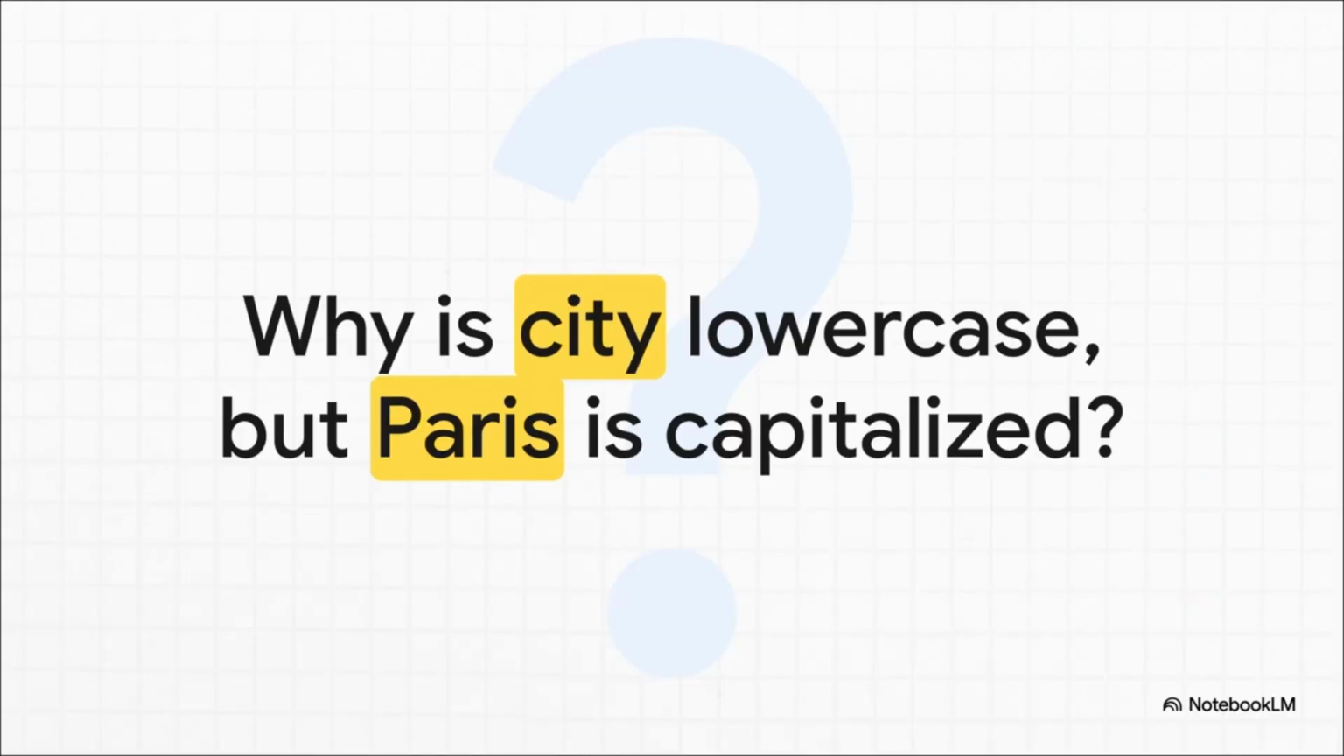Okay, so here's the puzzle. Why is the word city lowercase, but Paris gets a big old capital P? I mean, they're both places, right? It feels a little random, but trust me, by the end of this, it's all going to make perfect sense.